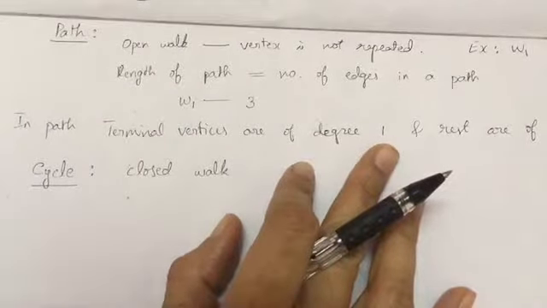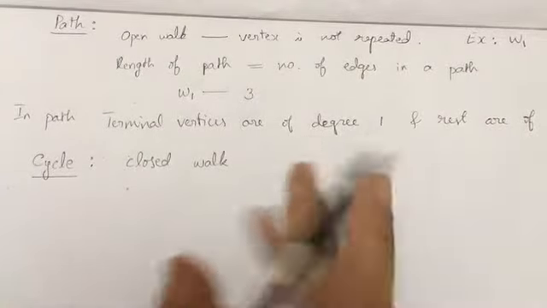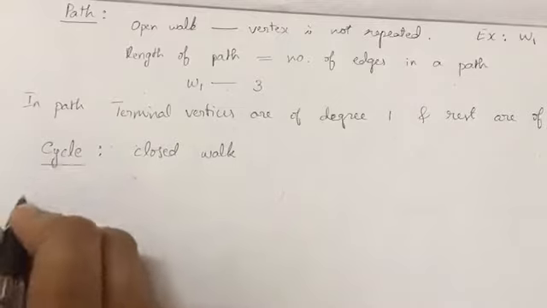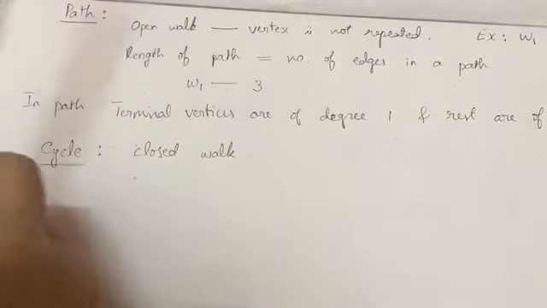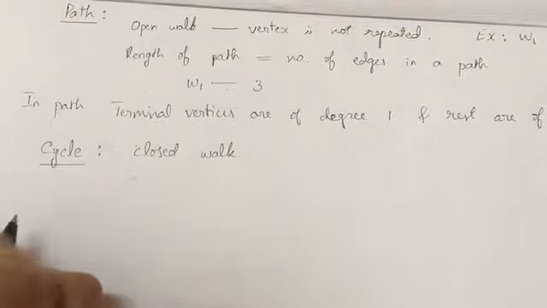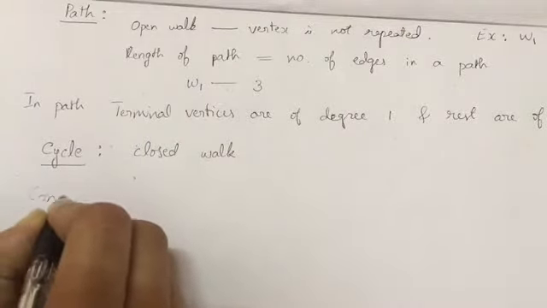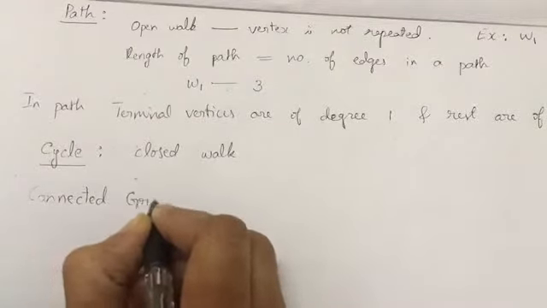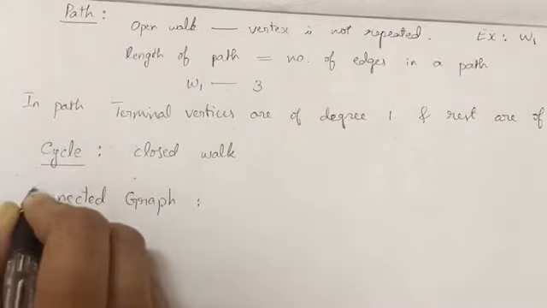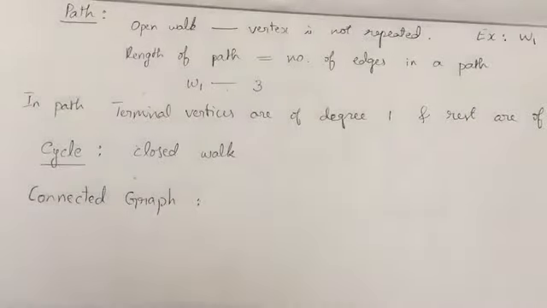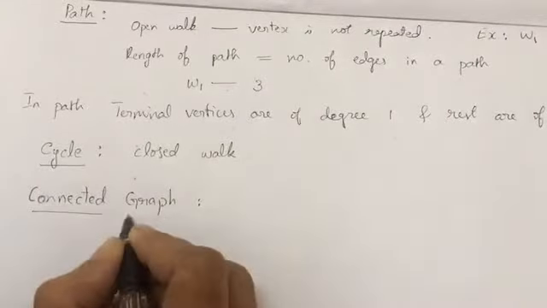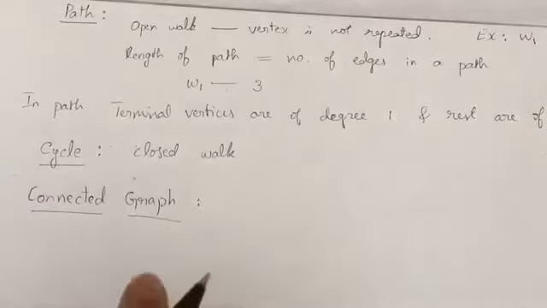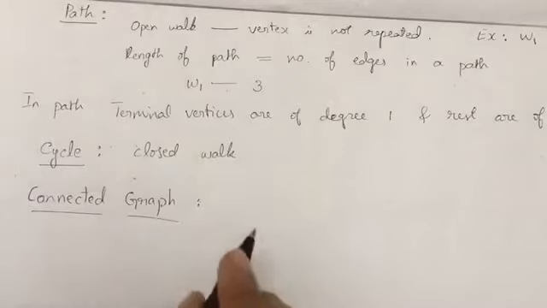Next is connectedness of a graph. I have already mentioned what is a connected graph and a disconnected graph in my earlier class. On the basis of walk, we are defining connectedness. Connected graph: a graph G is said to be connected if there exists at least one path between every pair of vertices.